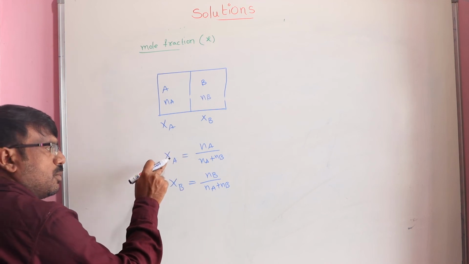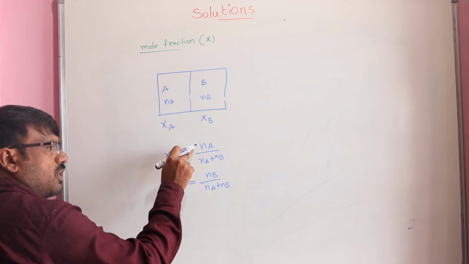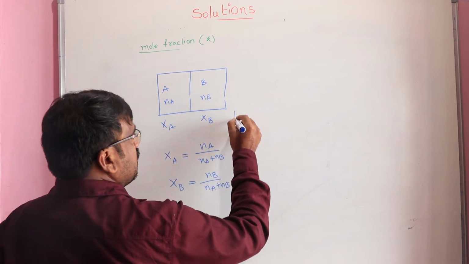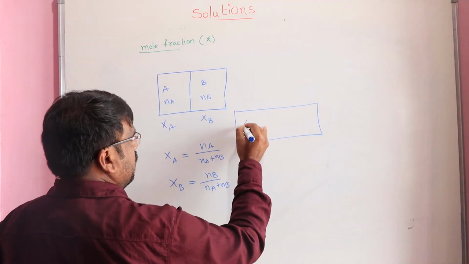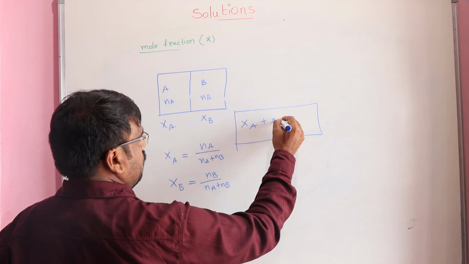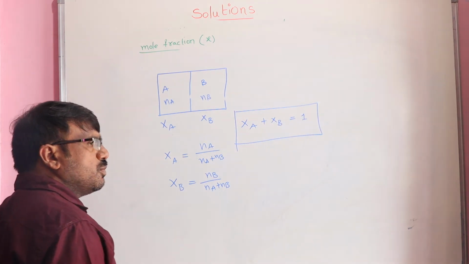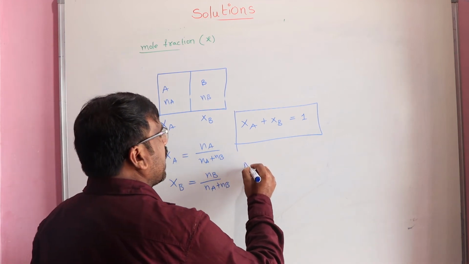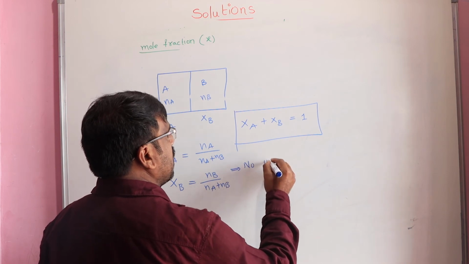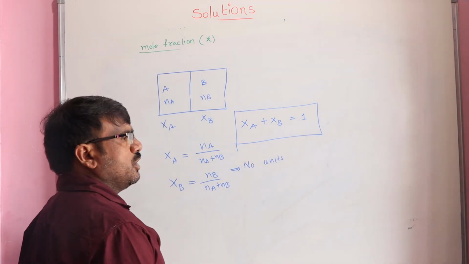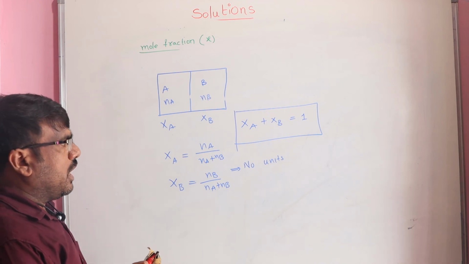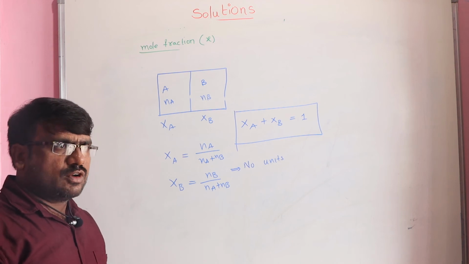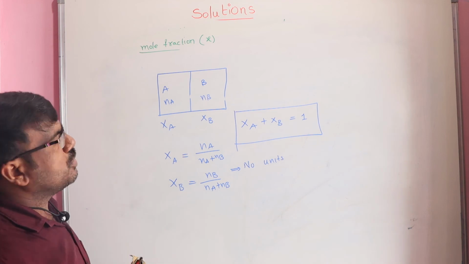So the mole fraction of A component is equal to the number of moles of that component divided by the total number of moles. And here Xa plus Xb is equal to how much? We will get 1. So the sum of the mole fractions of all components in the solution is equal to unity. Mole fraction has no units, because it is a ratio, and it does not depend on the temperature. This is about the mole fraction.